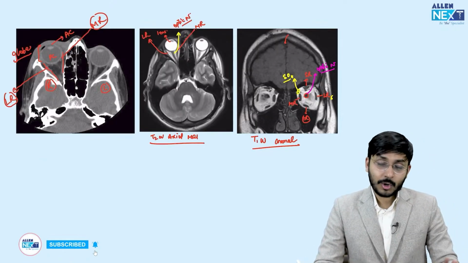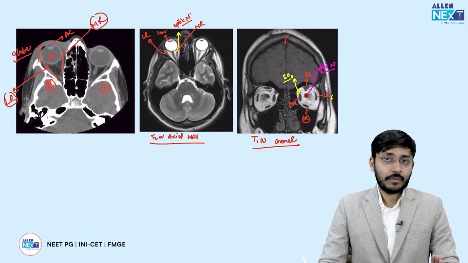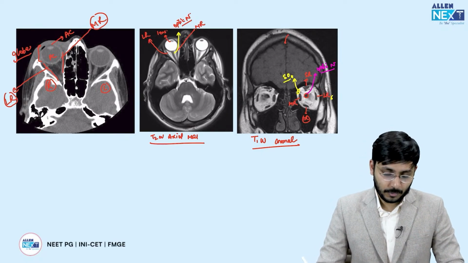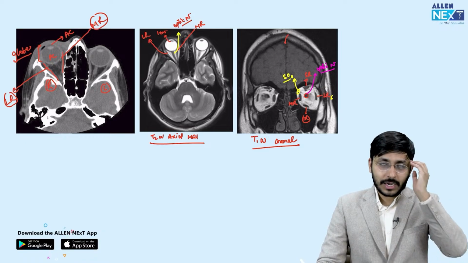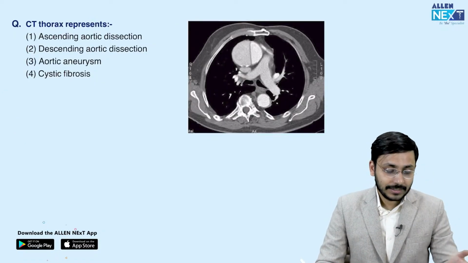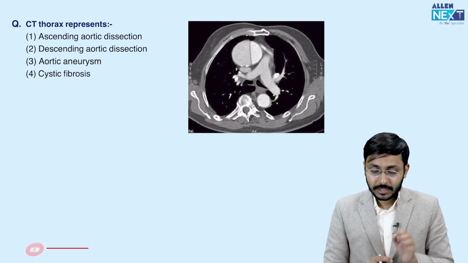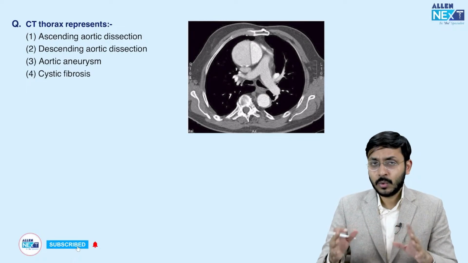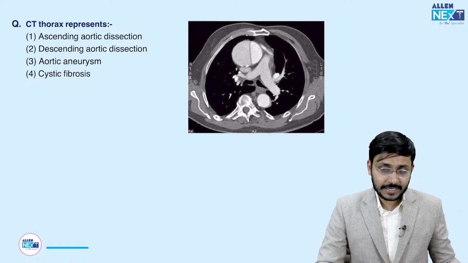So this was about the orbital anatomy, very important from your FMG and NEET PG point of view. Now let's move on to other question. The second question, the CT thorax represents what? So in this image, no history has been given. It's a direct spotter which has been asked.